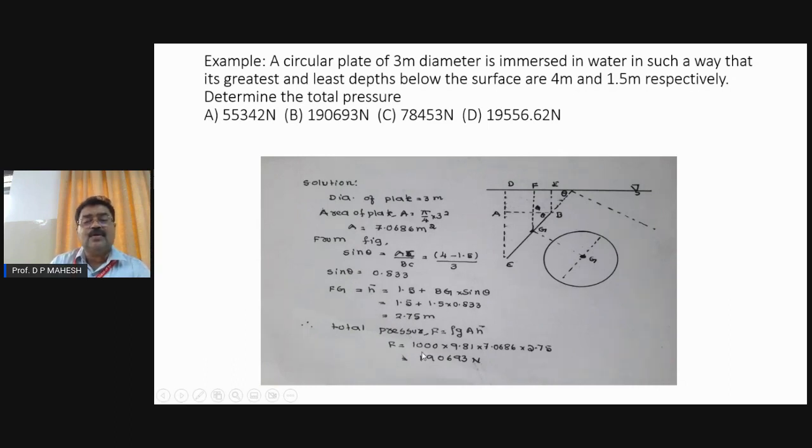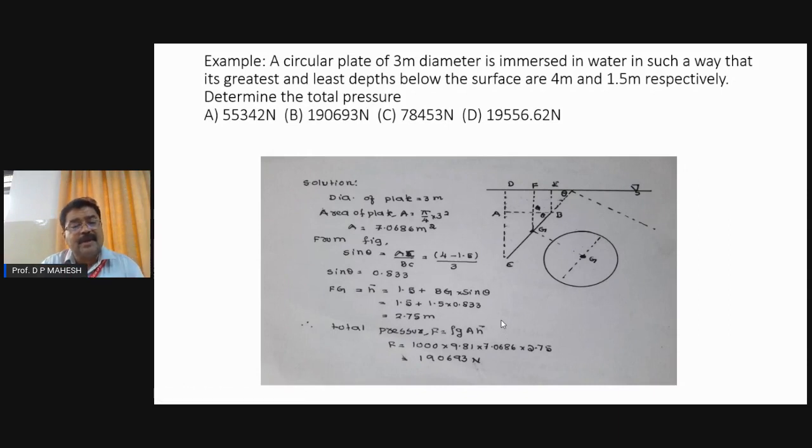Then finally, the total pressure. FG is the center of gravity position from the free water surface, denoted as h bar. To calculate the total pressure, the formula is F equals rho g h bar. The same formula, F equals rho g h bar, where you have to be very careful when you are using rho. All the time it's not water.